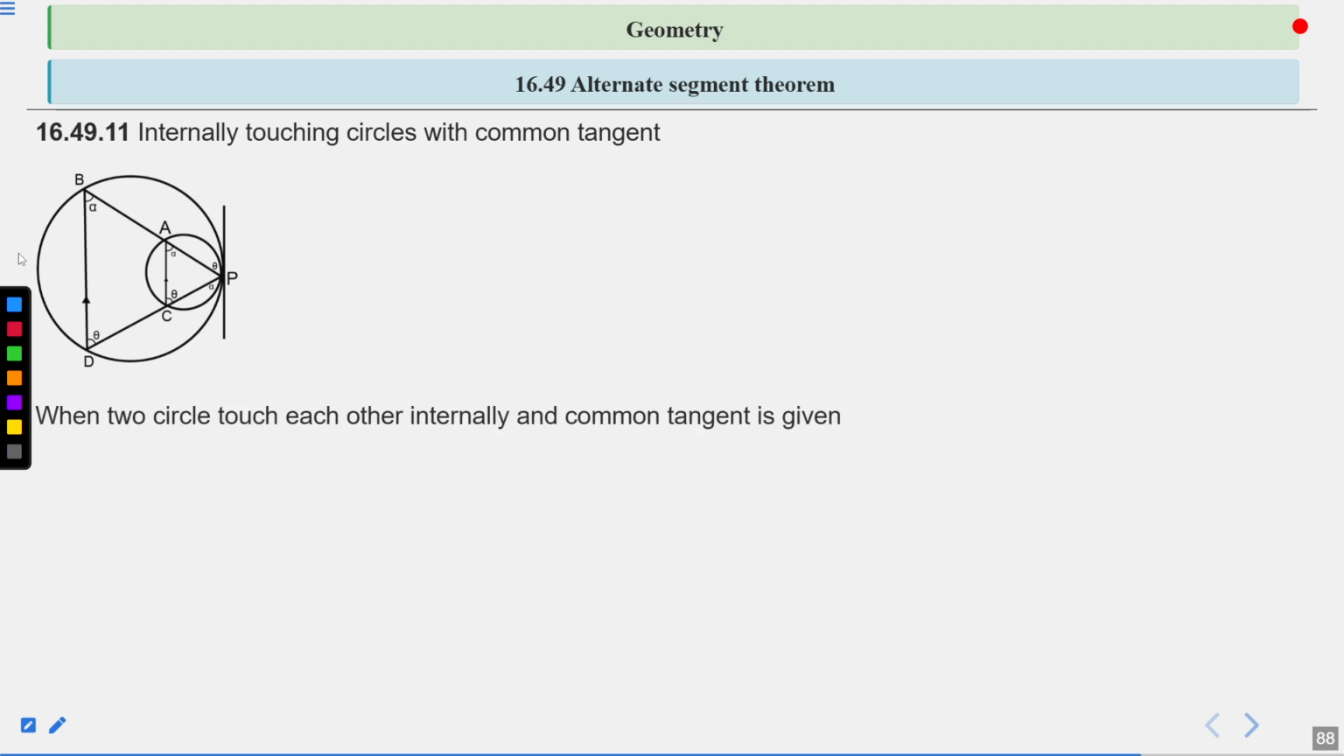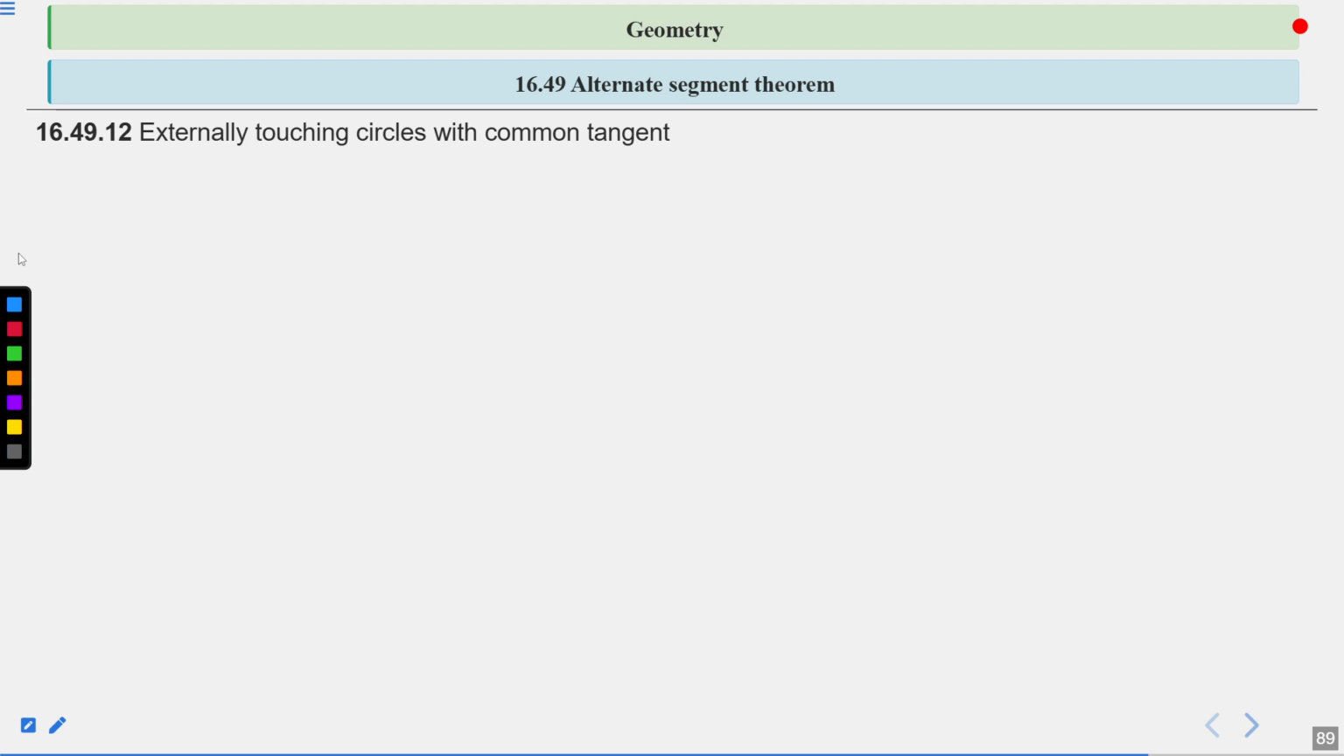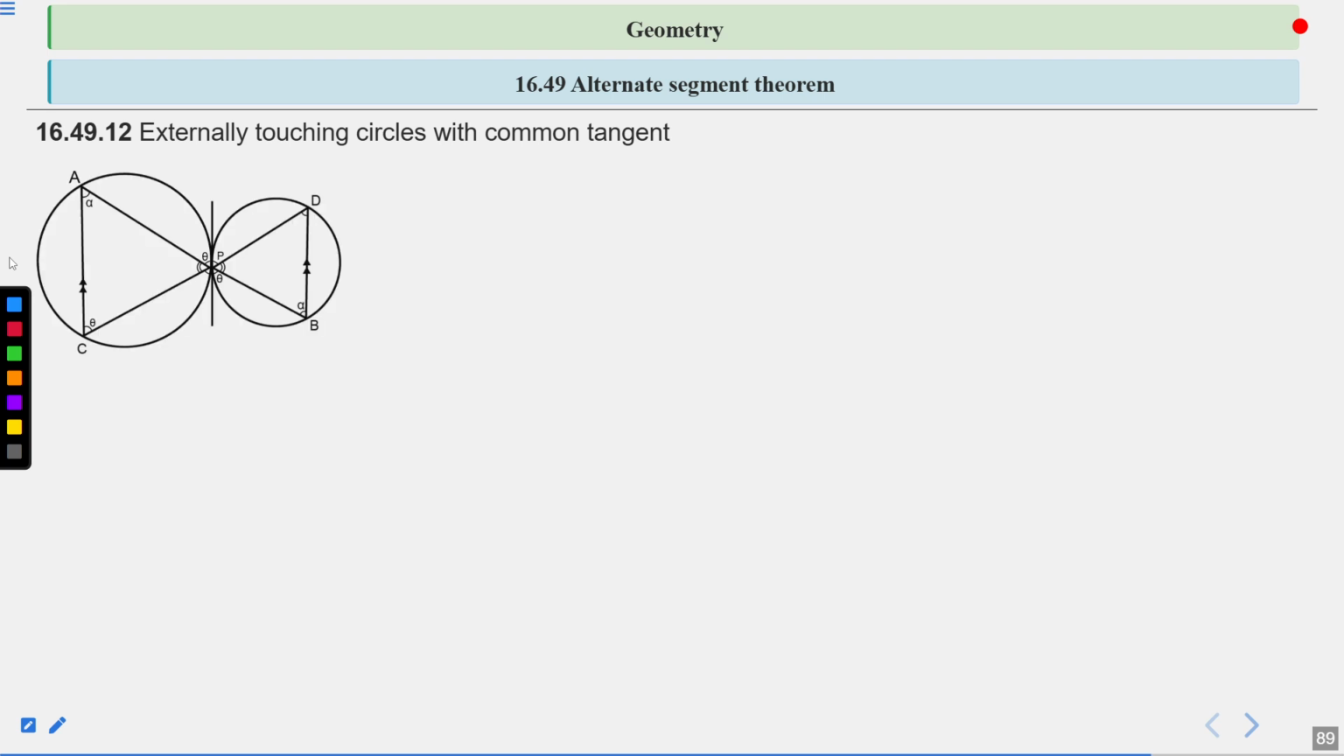When two circles touch each other internally and a common tangent is given, triangle PAC is similar to triangle PBD, or we can say that PA upon PB equals PC upon PD. Next one, externally touching circles with common tangent. These two circles touch each other externally and there is a common tangent.